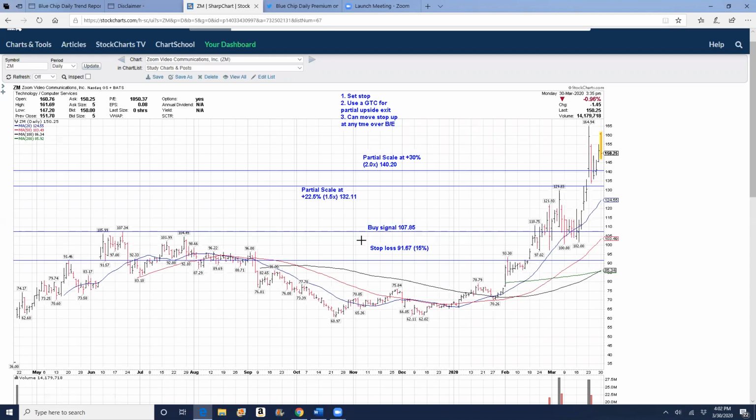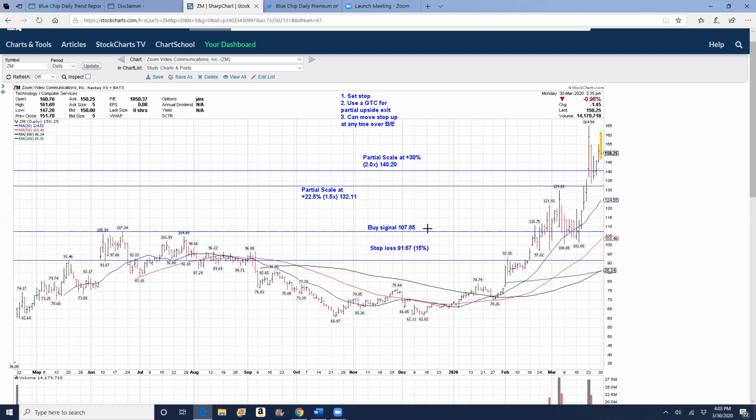Now people can use different stop risk levels. What I've done in more volatile markets is to make the stops a little bit wider and to make the position sizing a little bit smaller. Now 15% can be considered a wide stop. It's based on time frame. Some people will want to run a tighter stop, but for this case, and because I've got an intermediate to longer term time frame, we used a stop level at 91.67.